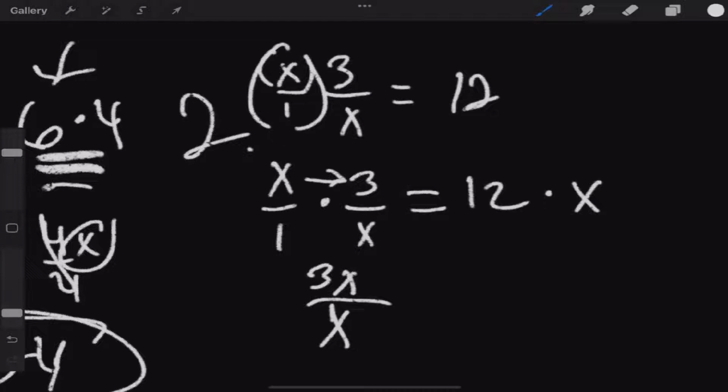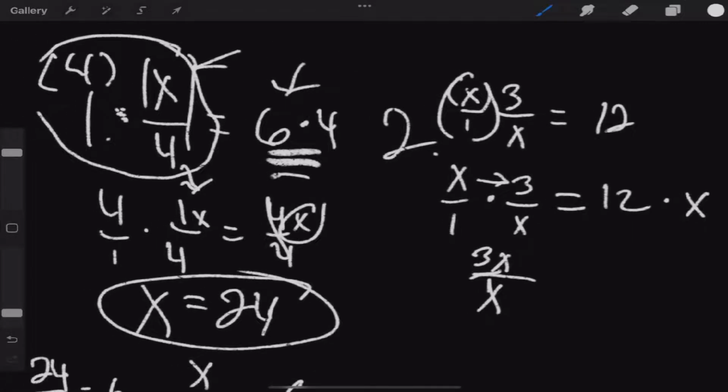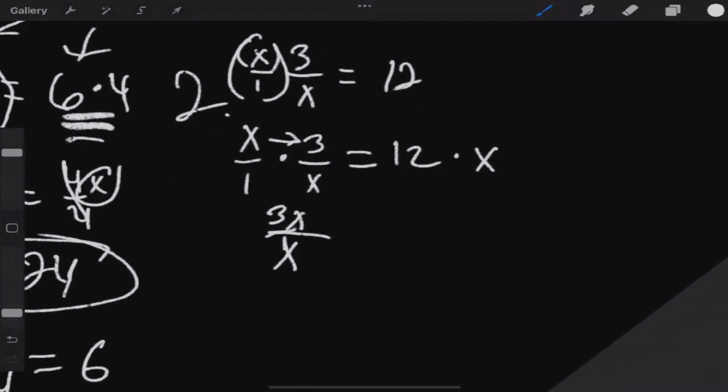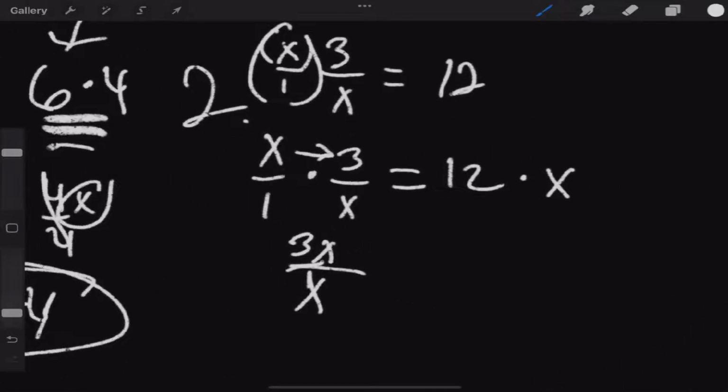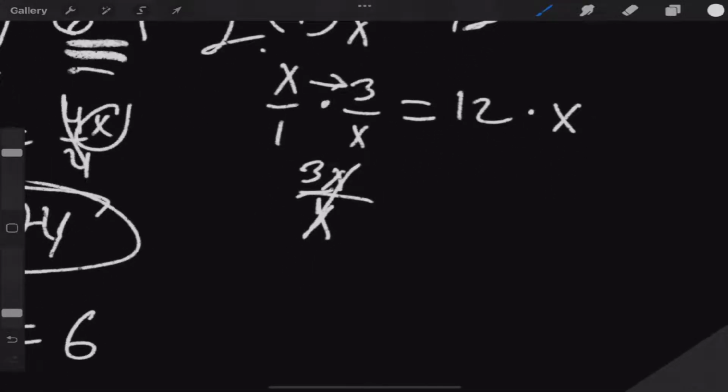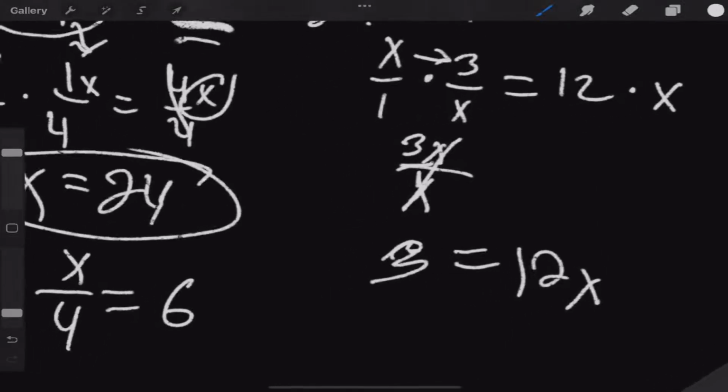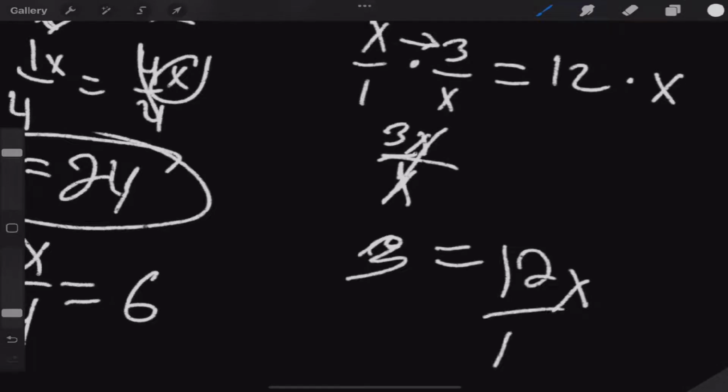Now, what do we see that we can do? Because over here, we had 4x over 4, and we were able to cross out our 4's. Well, now what does our fraction share in common? An x. We can get rid of it. So now we have 3 equals 12x. Now what do we do? We divide both sides by x.